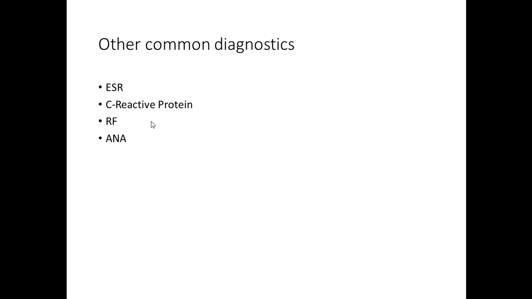The ANA, the anti-nuclear antibody, this one is just looking for things like lupus. You don't see it a whole lot, once in a while, but it is there for lupus.